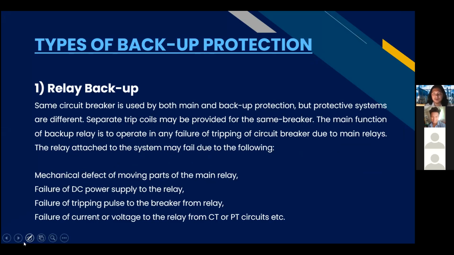The backup relaying schemes provide this extra reliability to the system. Backup relays are extra relaying schemes attached to the equipment or part of the network with their own relaying system. The main function of a backup relay is to operate in any failure or tripping of the circuit breaker due to main relays, mechanical defect of moving parts of the main relay, failure of DC power supply to the relay, failure of tripping pulse to the breaker from the relay, or failure of current or voltage to the relay from CT or PT circuits.